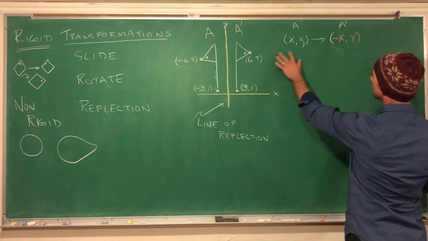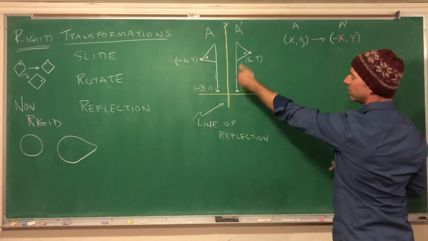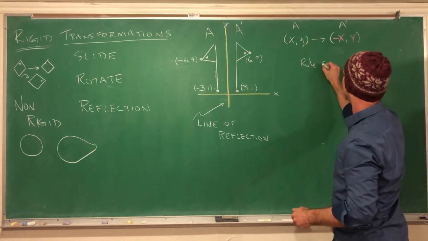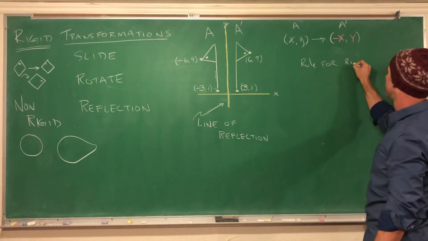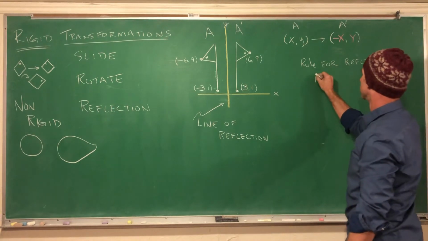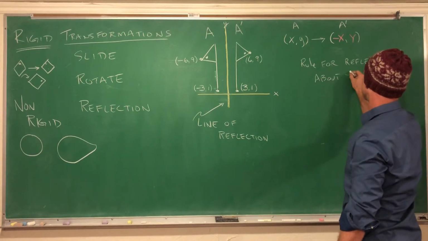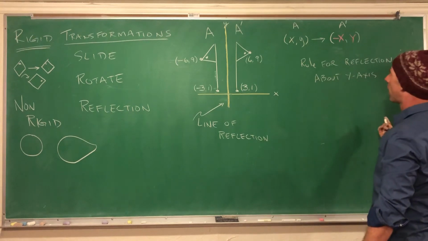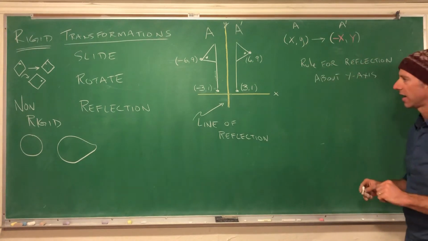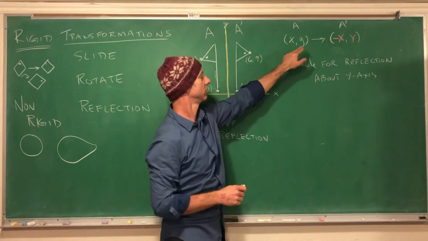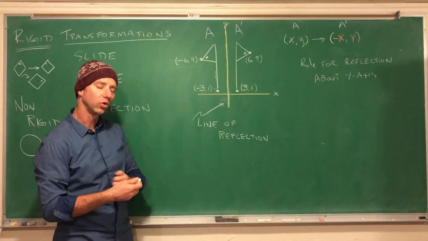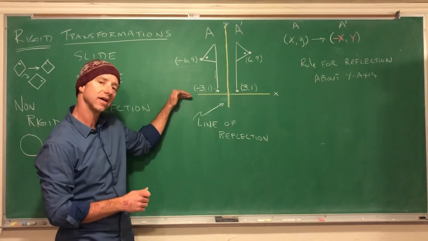So this is my rule for that transformation. So the rule for reflection about the y-axis. Okay, this is the rule for the reflection about the y-axis. X goes to -x, y goes to -y. What do you think the rule would be for the reflection about the x-axis?